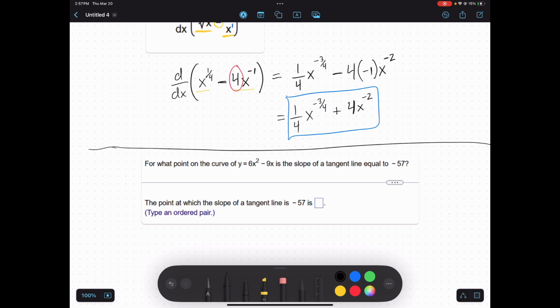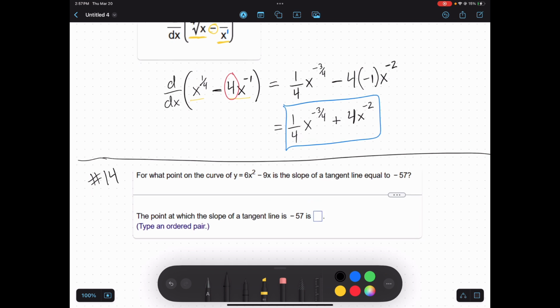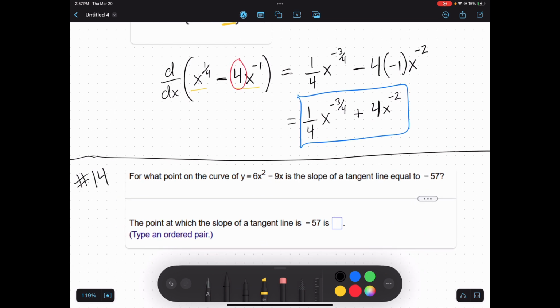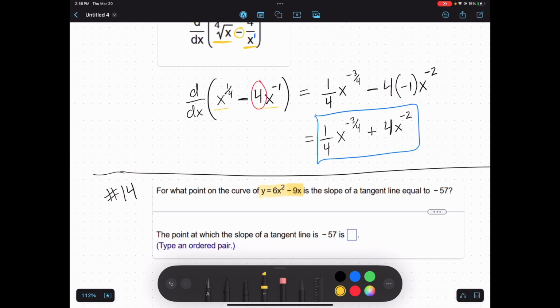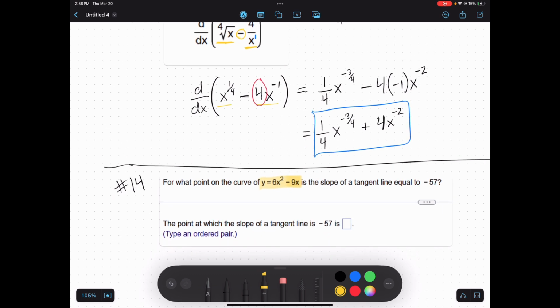The next problem that we're going to go through from the 1.5 homework is number 14. So with this one, we have just a more basic polynomial, as we can see. But the question's worded interestingly because it's talking about tangent lines, which of course we talked about back in 1.4. So this is asking for what point on the curve of y equals 6x squared minus 9x is the slope of a tangent line equal to negative 57.